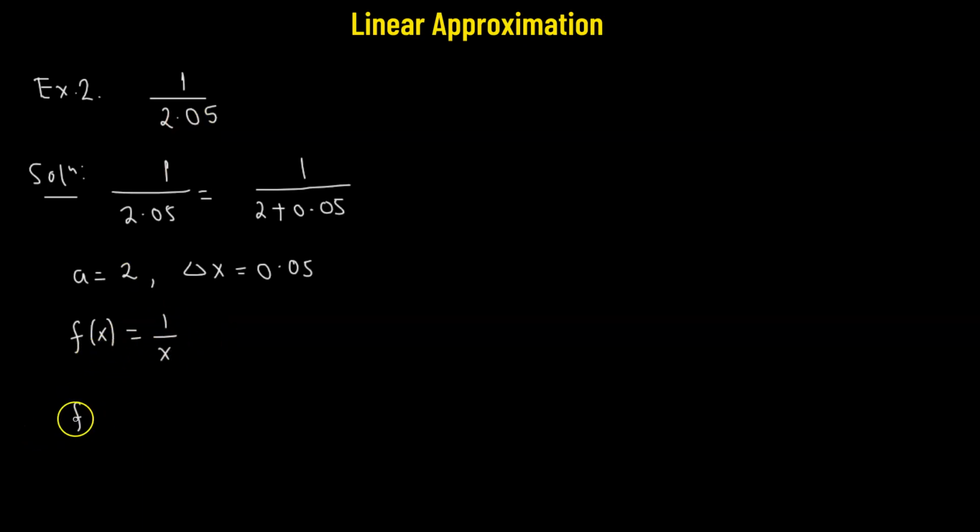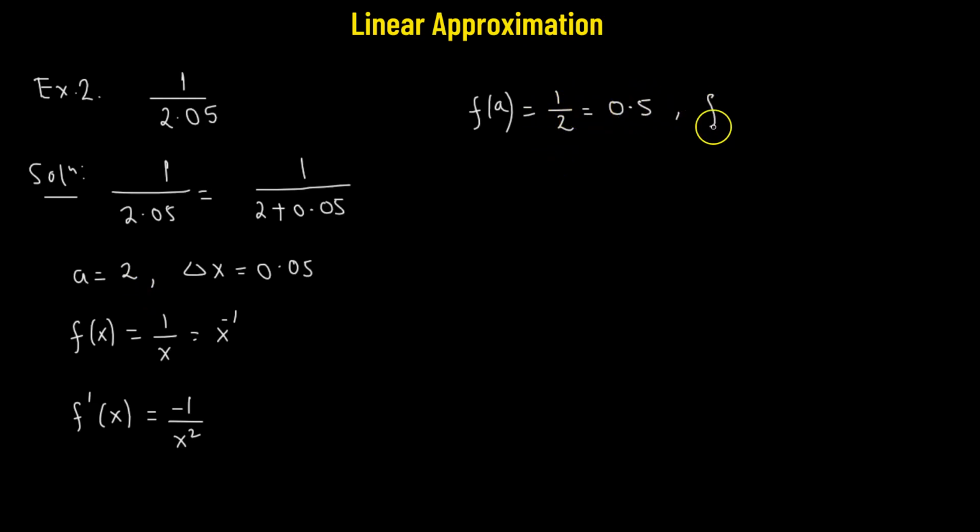So we can use this particular function and take its derivative with respect to x to give us negative 1 over x squared. Here, if I have 1 over x, I can also rewrite it as x raised to the power of negative 1, and using the power rule, I get negative 1 over x squared. Now that we have f of x and f prime of x, we can calculate the value at a. So our a value is 2. So f of 2 is 1 over 2, which is 0.5, and f prime of a is negative 1 over 2 squared, which is negative 0.25.